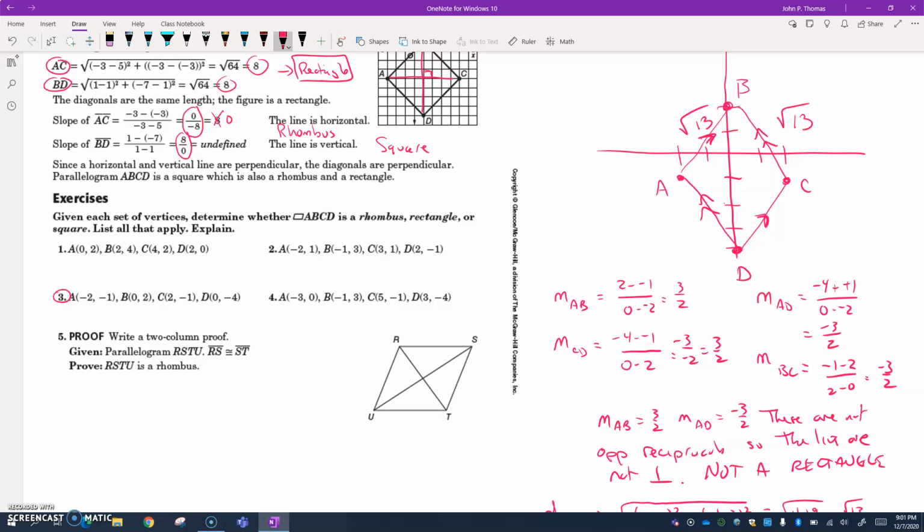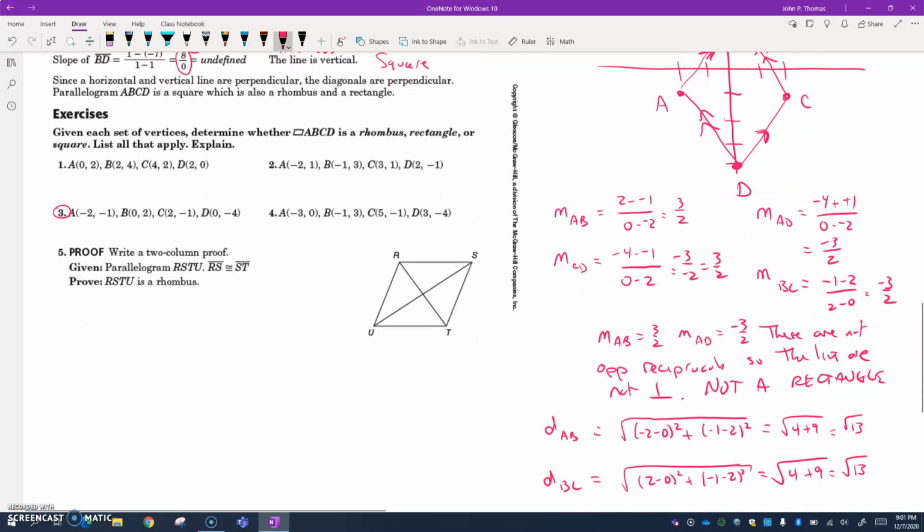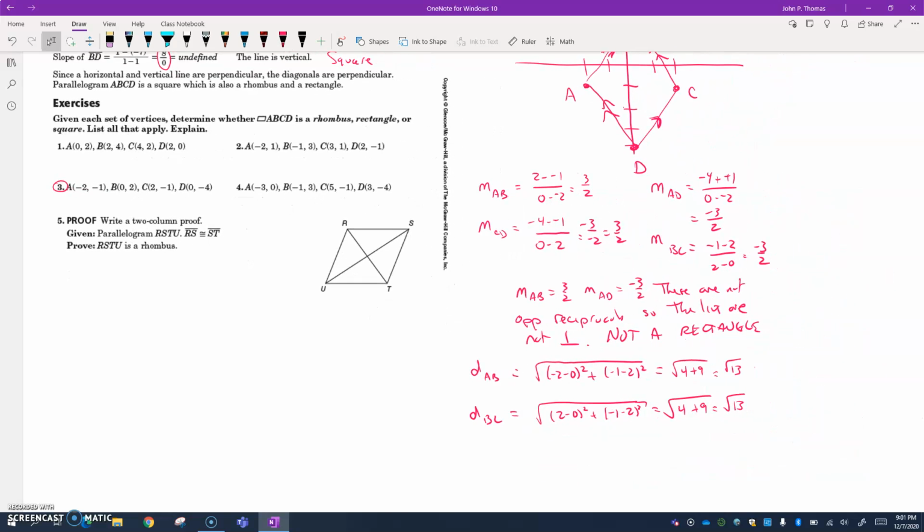When I have consecutive sides in a parallelogram that are congruent, that tells me that we push into the category of rhombus. So when I look at this, we were not a rectangle, but we are a rhombus.